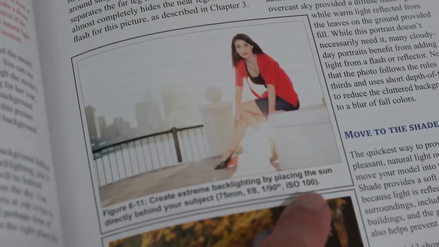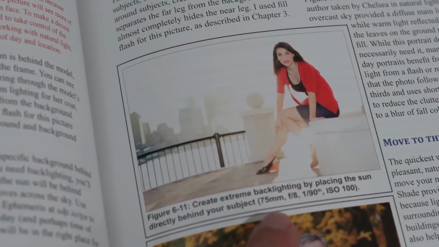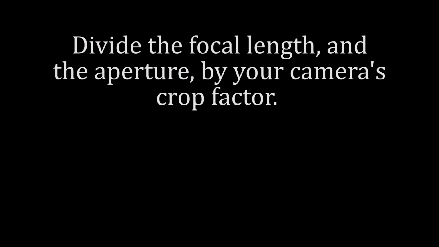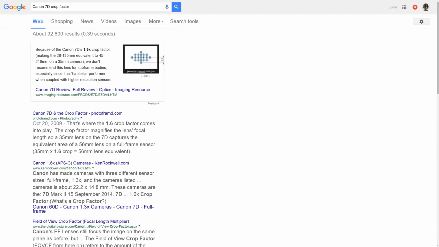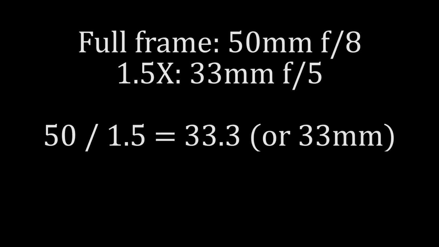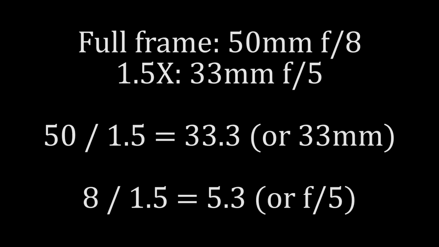When you look at the examples in Stunning Digital Photography, I'll show you the camera settings with a full frame camera. If you want to create the same background blur on a camera with a smaller sensor, divide both the focal length and the aperture by your camera's crop factor. If you're not sure of a camera's crop factor, just Google it. For example, a 50mm f8 on a full frame camera would have the same depth of field as a 33mm f5 on a camera with a 1.5x crop factor.